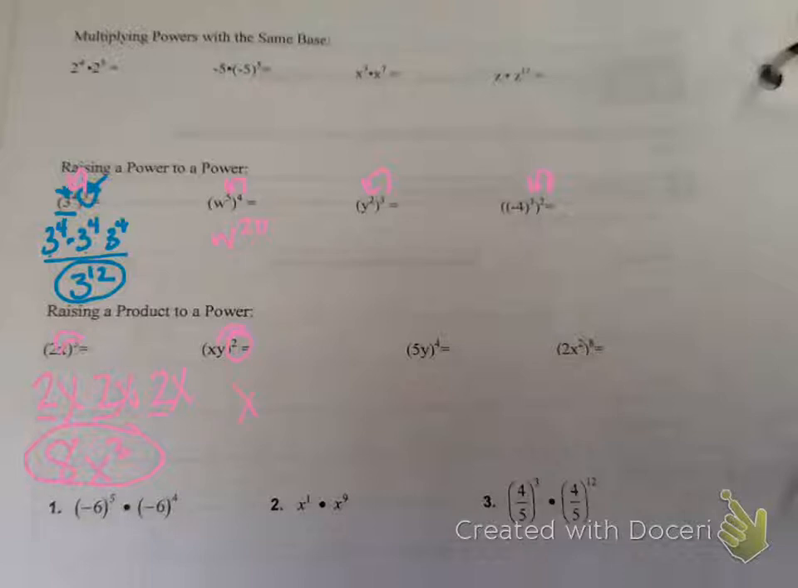So we would end up with, on this one, x squared, y squared. 5 to the fourth power, y to the fourth power, distribute that 4. 5 to the fourth power would be 625. Y to the fourth power. And the last one, this is 2x squared written out 8 times, or multiplied together 8 times. So you end up with 2 to the 8th power, which is 256. And then x squared 8 times would be x to the 16th power.